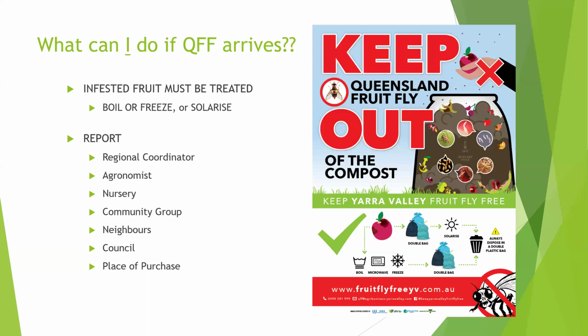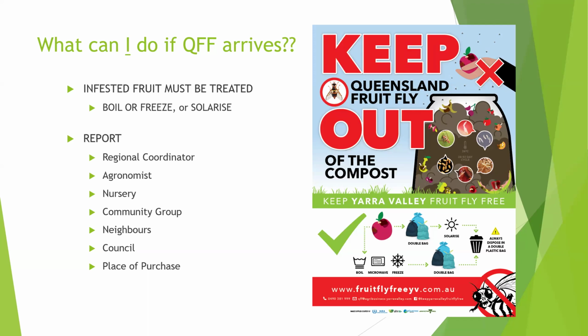If you have infested fruit, the best thing you can do is boil it or freeze it. Some people solarize it. By boiling, I mean putting it in a pan or a microwave and bringing the whole of the fruit to the boil. That kills the larvae and the eggs inside. If you freeze it, I don't mean just a bit of time in the freezer. I mean that it has to be in there until it's frozen solid.